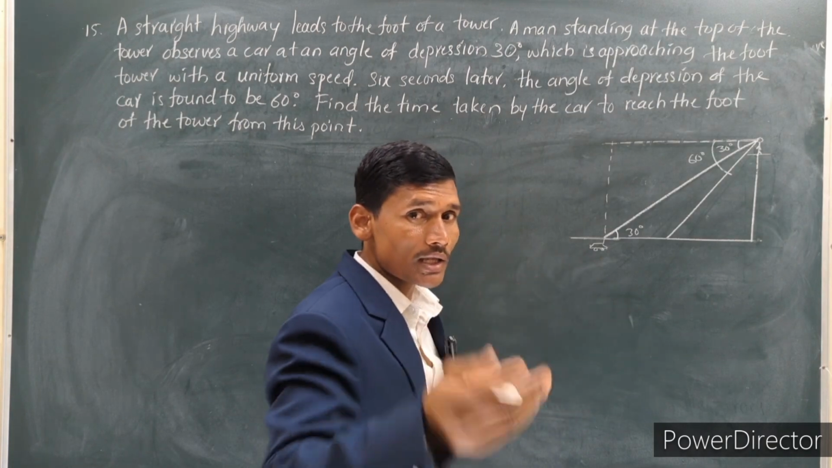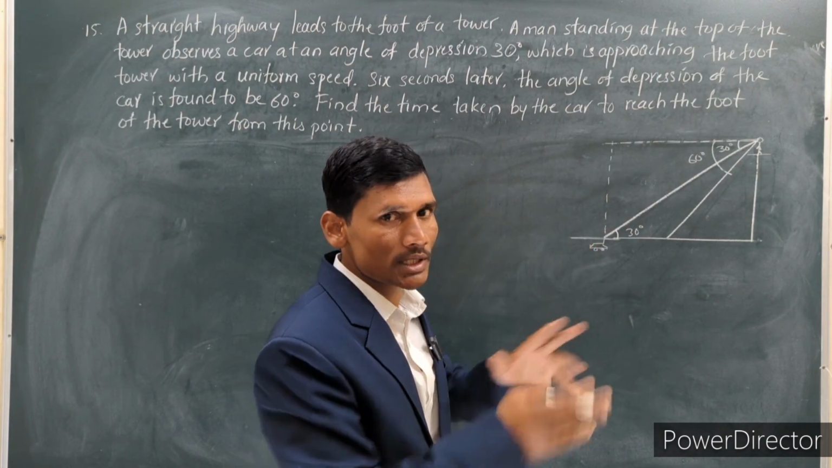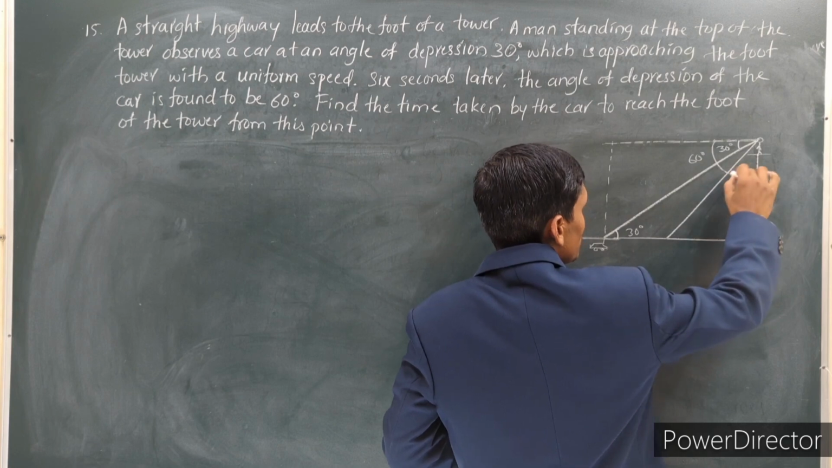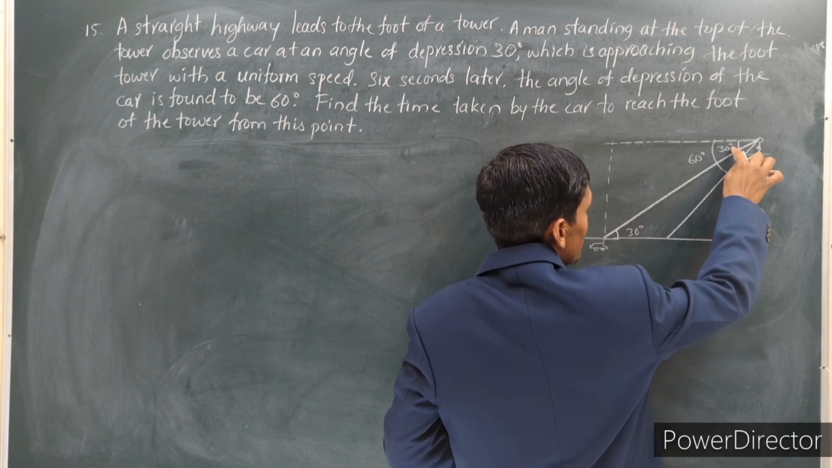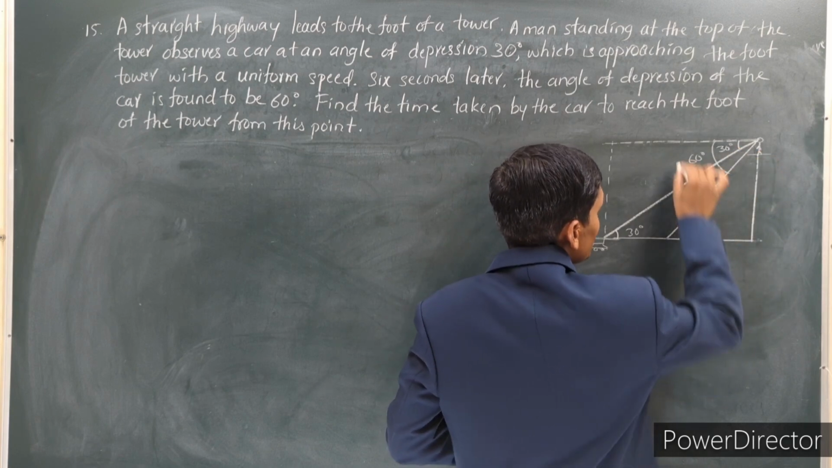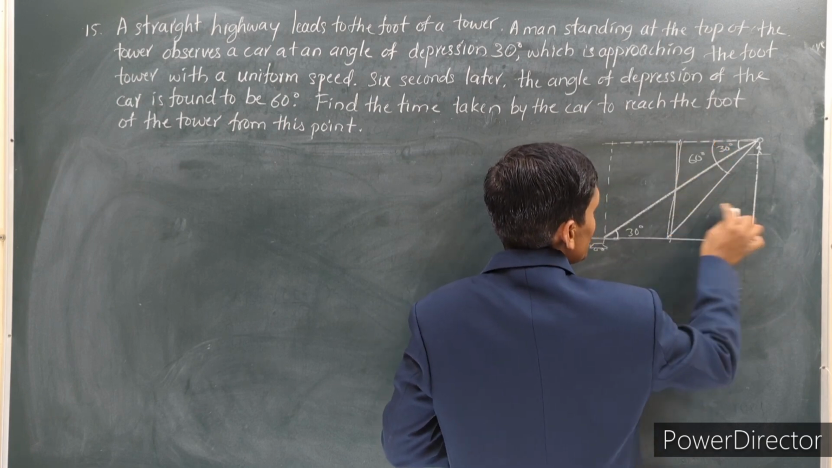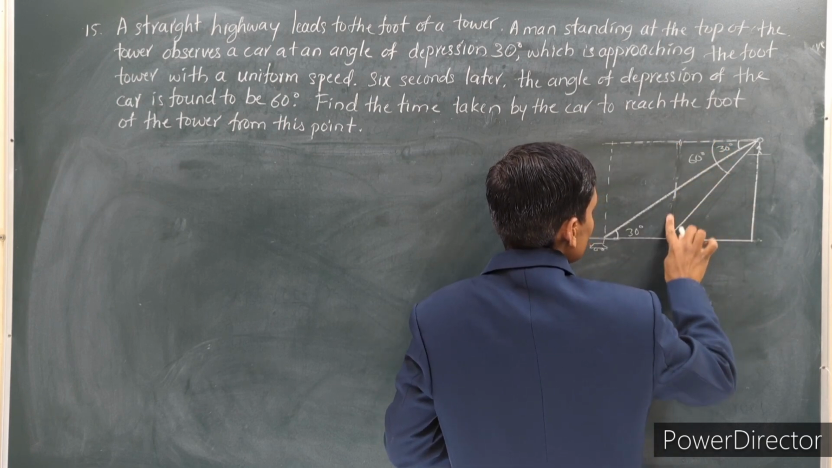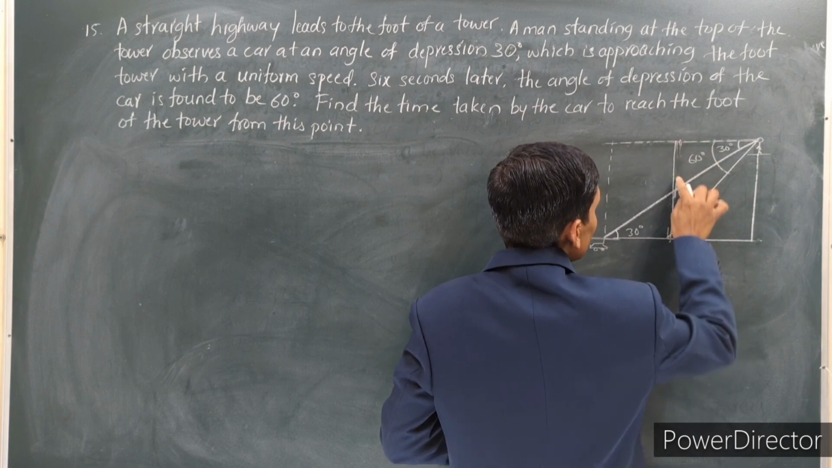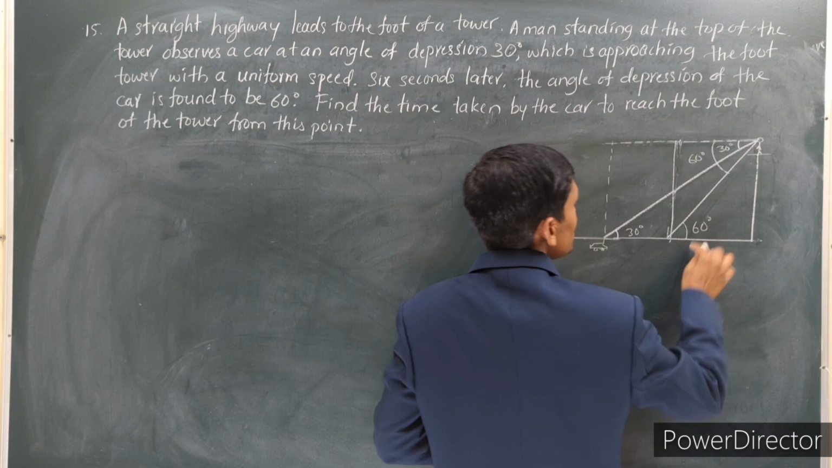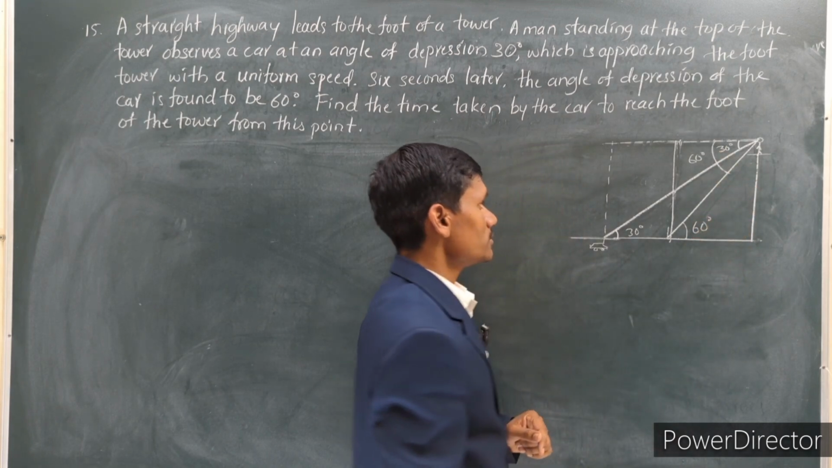I am considering that as the angle of elevation now. I am just changing it. Next, here this angle is 60 degree. You can take it like this. This and this are both alternate angles, because if you draw one more line here, this line is parallel to this one, right? Then this becomes the alternate angle, again 60 degree. Both angles are equal.